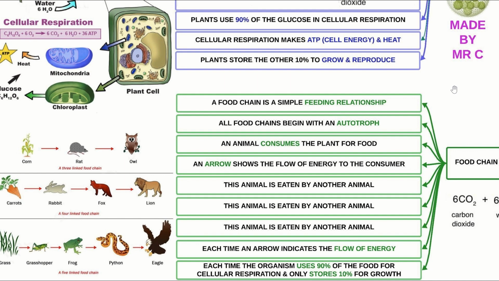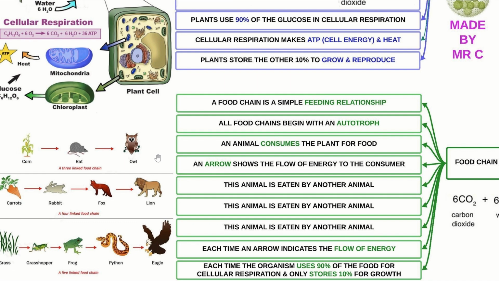So after the animal has eaten the plant, this animal in turn is eaten by another animal, then this animal by another animal, and then this animal by another animal. Each time, an arrow indicates the flow of energy to the consumer. Each time, the organism uses 90% of the food for cellular respiration and only stores 10% for growth.